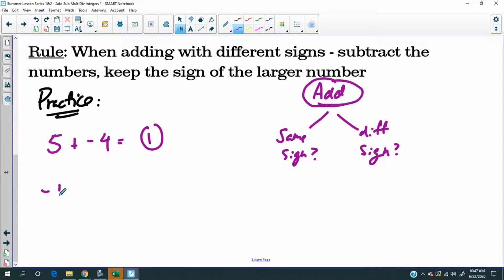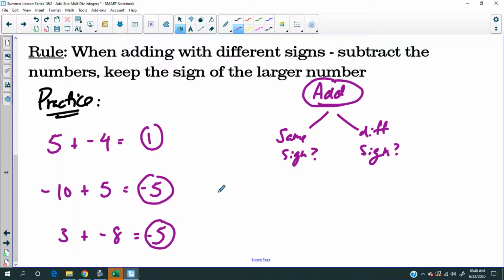Okay? Now, what about negative 10 plus 5? Same signs or different signs? Yeah, different signs, right? You subtract them. Keep the sign of the larger number. What's the larger number? 10. What's the sign there? Negative. Negative 5 is your answer. Okay. What about 3 plus negative 8? Signs are different. You subtract. Just take the 8 and minus the 3. I just want to know how different they are. And then, who's the sign of the larger number? Negative.